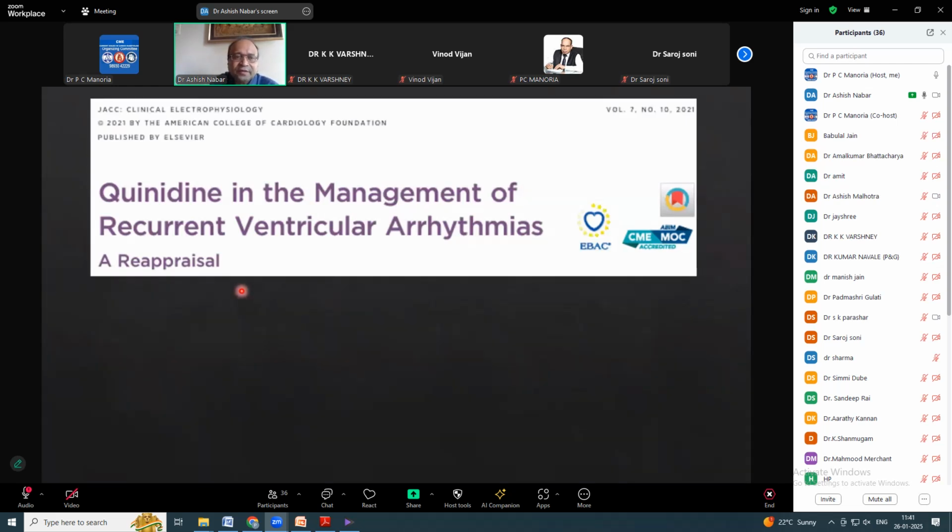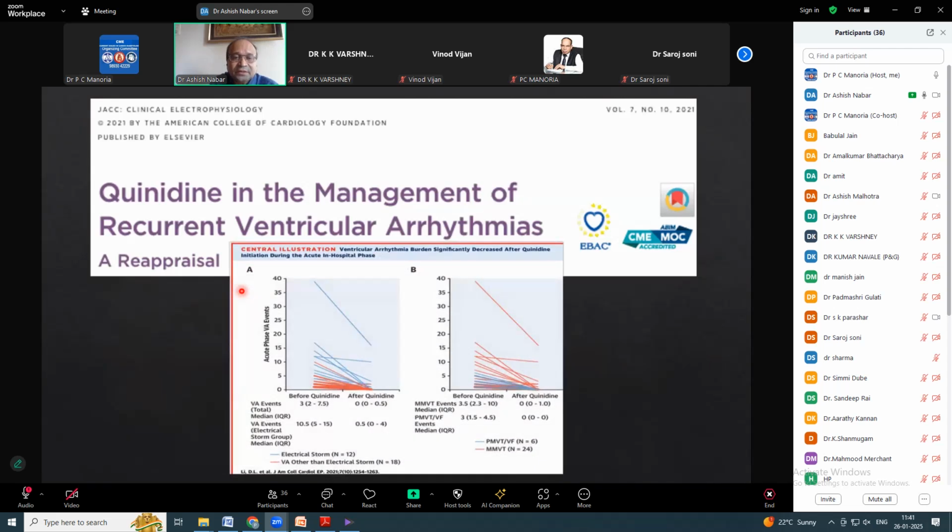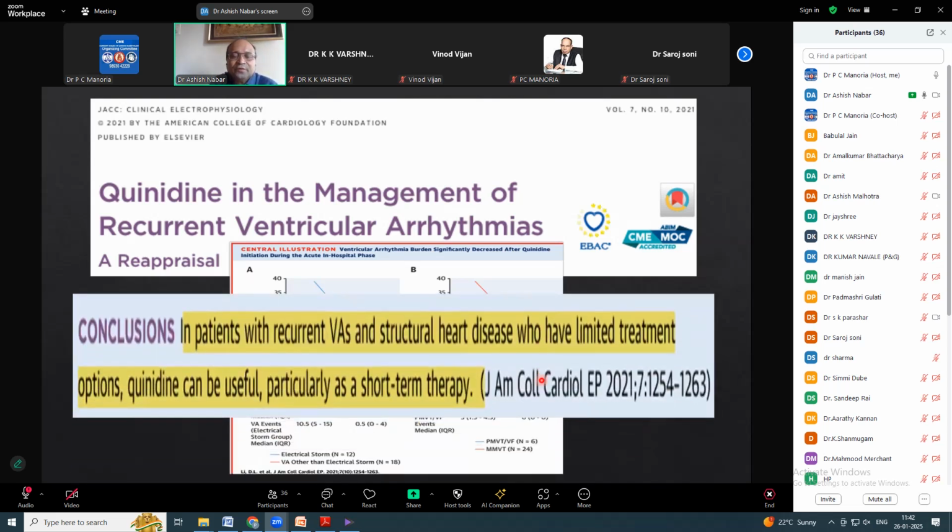And this comes out of some evidence. Here is a reappraisal published in JACC-EP, a very respected journal, which shows that the total number of storm events as well as the total number of ventricular arrhythmic events decrease after quinidine, and it does not matter, both monomorphic VT as well as polymorphic VT tend to decrease when you use quinidine in this back-against-the-wall kind of scenario. So therefore, use it for a short term as this publication concludes, but remember to use it when your combination of amiodarone and mexiletine is not working further, or there are recurrences even after ablation in this setting.